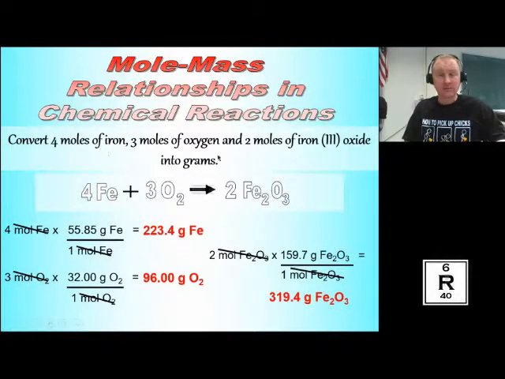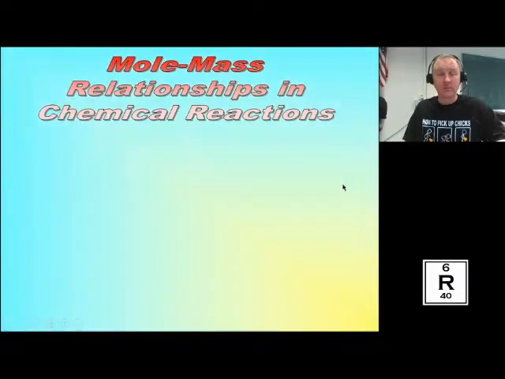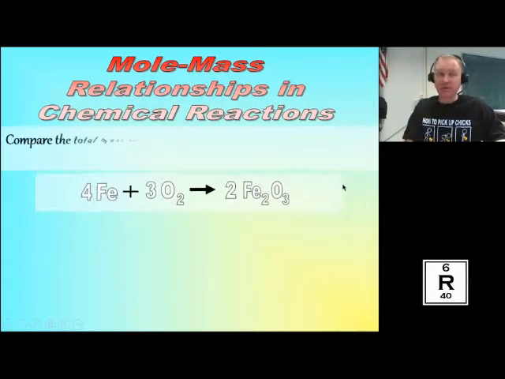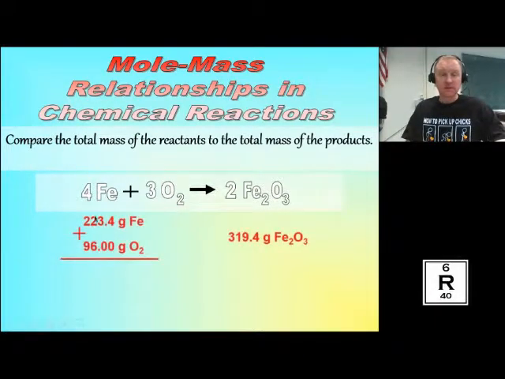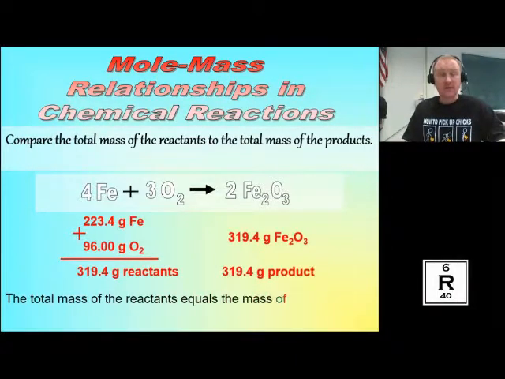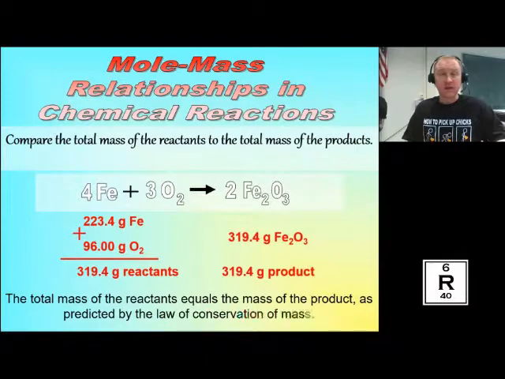So that would answer this question here. The final thing I want you to do is compare the mass of your reactants to the mass of your products. So if we take a look at those masses that we had for our reactants, this was our iron and our oxygen, and we sum those together, and there's only one product, so we don't have to add anything here. You should find that the mass of your reactants will always equal the mass of your products.